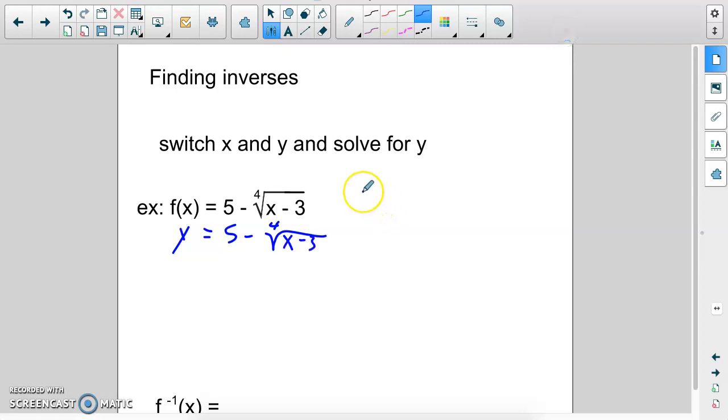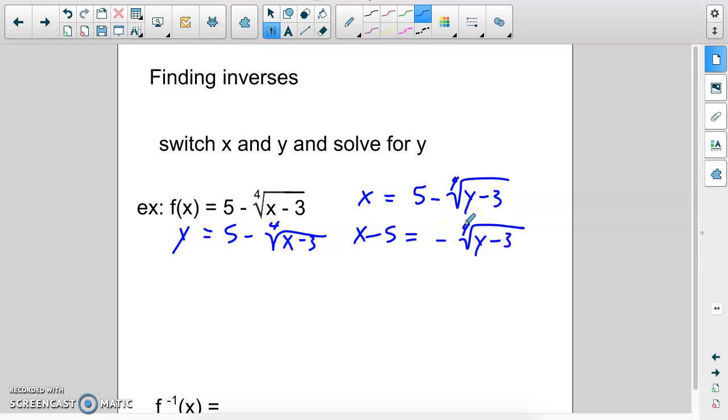So first we're going to think about this as our y. So we're going to switch x and y. So our equation changes to this. And then we have to subtract 5 from both sides first. We cannot raise both sides to the power of 4 until we've isolated the root. So we're going to divide by -1 on both sides.